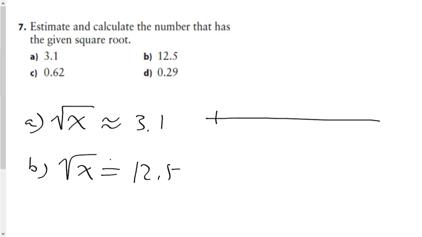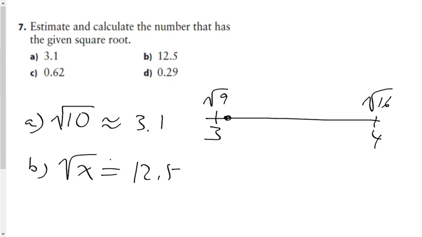For A, the square root of what number is 3.1? Well, we do know that the square root of 9 is exactly 3, and we do know the square root of 16 is exactly 4. So 3.1 is probably the square root of 10. I'll just grab my eraser. The square root of 10 is approximately 3.1.